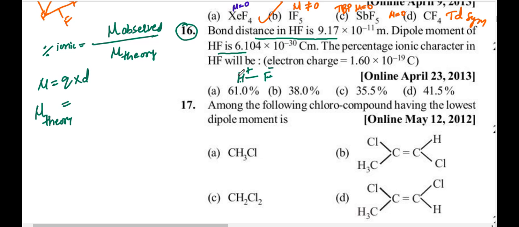So if one electron is completely shifted from hydrogen, the distance is 9 point. See, first charge, how much was it? 1.60 into 10 power minus 19. The distance between two charges is 9.17 into 10 power minus 11. It is already given. Okay, right. Now apply the formula.